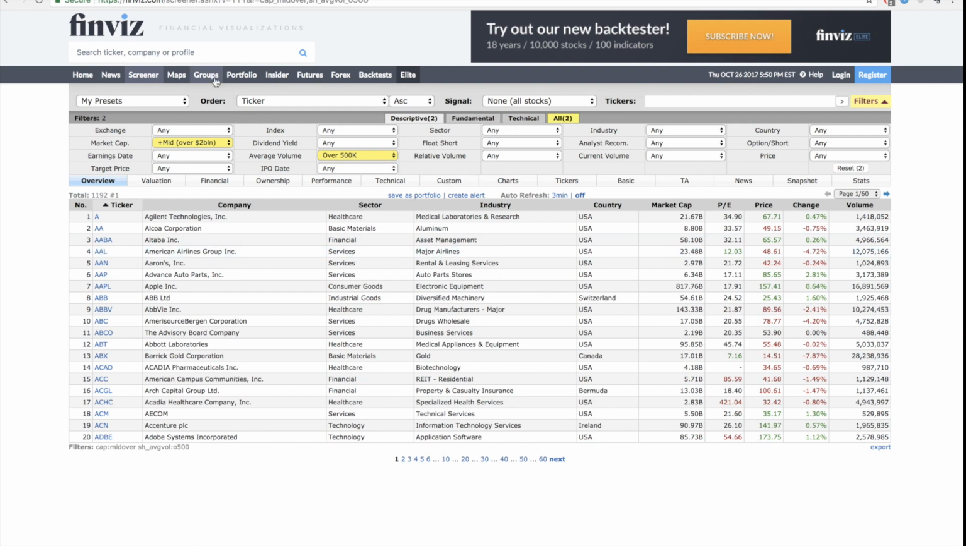Sector, if you didn't find a sector from groups earlier from that bar chart, then it doesn't really matter. You could just pick any. Float short, depending on the type of stock you're looking for, this will be useful, but for just an overall general swing trade, you can leave that as any. Relative volume, this is where it becomes important. Put this at over 1.